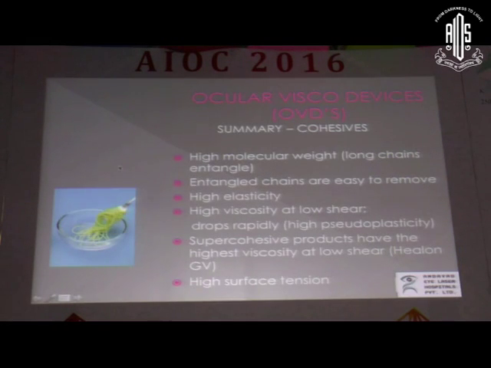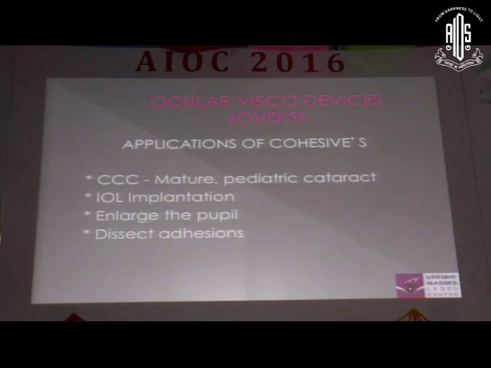In summary, the cohesives are high molecular weight, they are entangled chains, they have high elasticity, they have high viscosity at low shear rates, and they have high surface tension. That's why they are used for CCC of mature and pediatric cataracts, where there's a lot of raised ICT, the intralenticular tension. They can be used for IOL implantation to enlarge the pupils. Because of their weight, they actually dilate the pupil, and to dissect the adhesions.